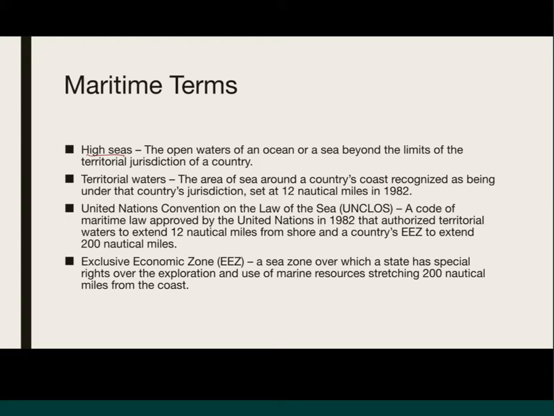The United Nations Convention on the Law of the Sea, or UNCLOS, is a code of maritime law approved by the United Nations in 1982 that authorized territorial waters to extend 12 nautical miles from shore and a country's EEZ to extend 200 nautical miles. An EEZ is an exclusive economic zone, a zone over which a state has special rights over the exploration and use of marine resources, stretching 200 miles from its coast. So certain nations have been recognized as having EEZ zones, and this was set by the United Nations. Again, this often includes fisheries. It could deal with minerals, oil, and all of that. So you've got four really important terms to look at as far as maritime.